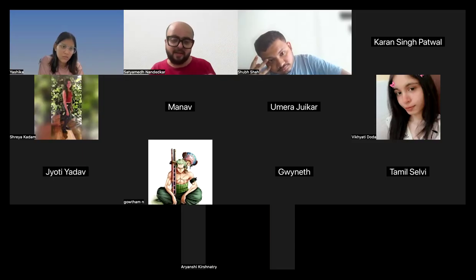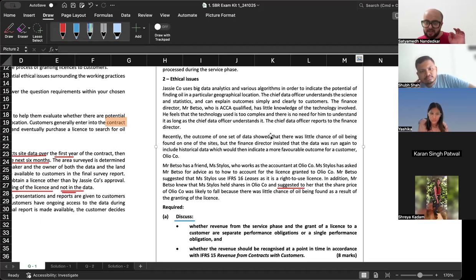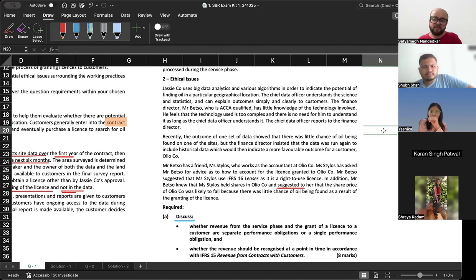So again, I see a major ethical challenge here. There is a problem here also. The chief data officer reports to the finance director. And the finance director doesn't understand the work that is happening. He doesn't understand data. He doesn't understand the science behind it. Now, when I evaluate someone's work, I should know about that work, right? If I cannot evaluate how well someone has played cricket, because I just don't know cricket.